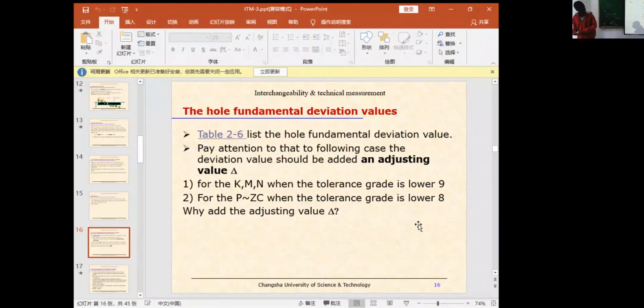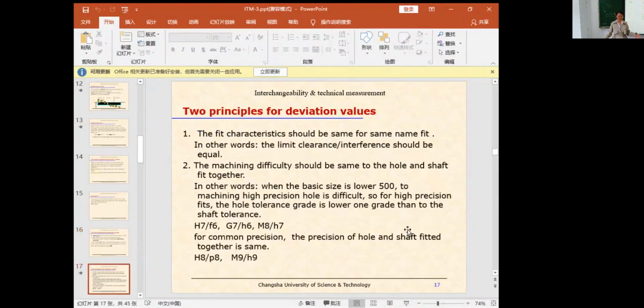So why add the adjusted value data? Because for the hole, when the pressure is very high, it is very hard to manufacture it. And later I will explain it again. Why add the data?